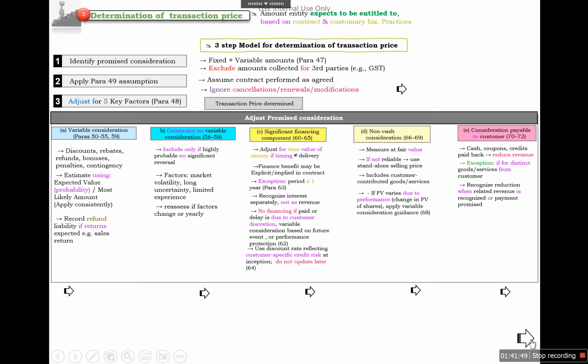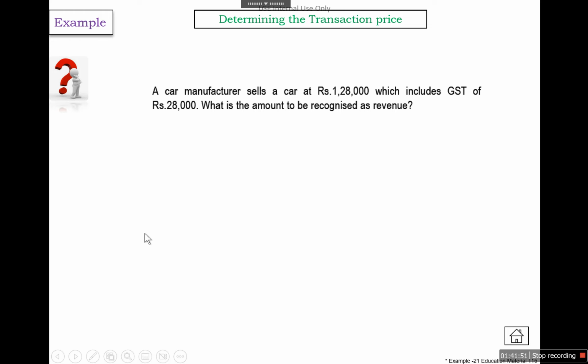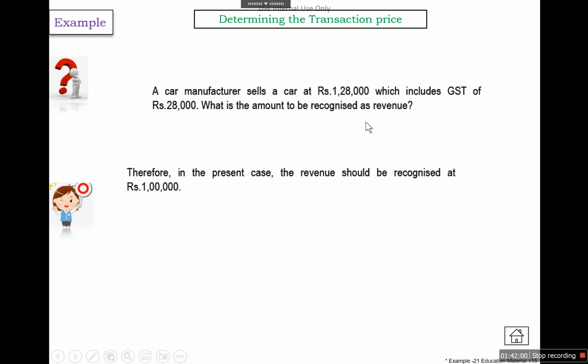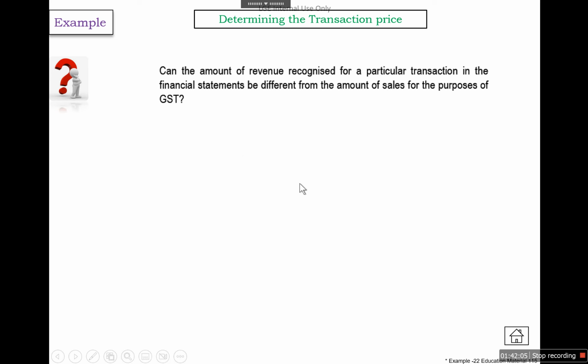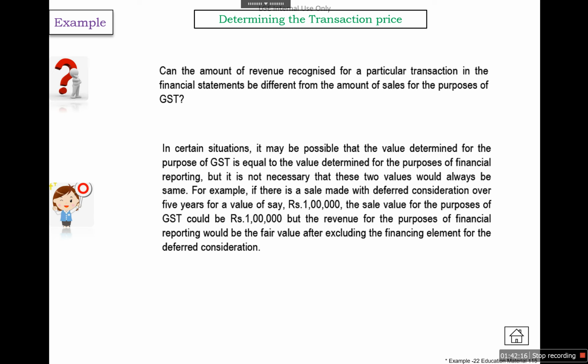Let's discuss some examples related to determination of transaction price. A car manufacturer sells a car for 1,20,000, which is inclusive of GST of 20,000. What is the amount to be recognized as revenue? In this case, it will be recognized as 1 lakh. Can the amount of revenue recognized for a particular transaction in the financial statements be different from the amount of sale for the purpose of GST? Yes, it can be, because in the case of financial transactions, a financing component is there, so it can be different.